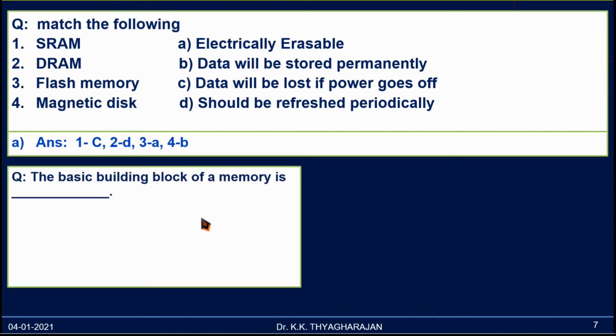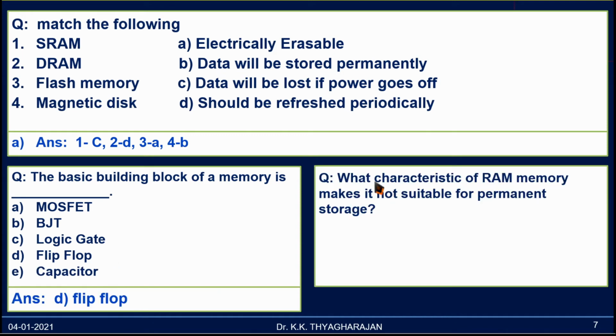Let us see the next one. The basic building block of the memory is flip-flop. Anyway, a flip-flop will be made by logic gate, and the logic gate will consist of MOSFET or BJT. But anyway, building block means you have to give only flip-flop. Let us see the next one.